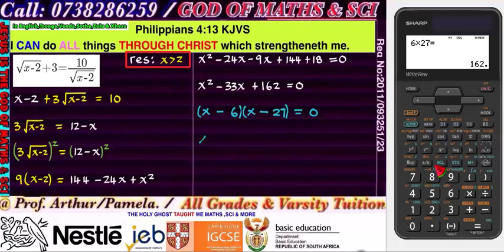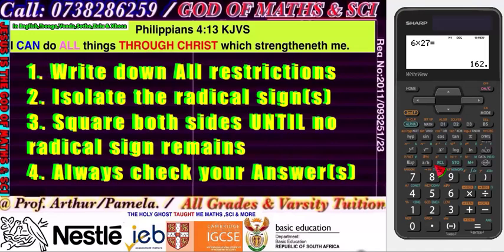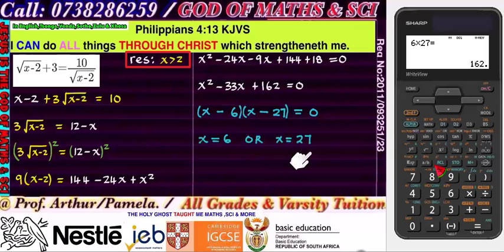All right, so now you are going to have x equals 6, or you would have x equals 27. Now, remember, the next step is to check your answers if they are part of the solution. These are the answers, but that doesn't mean they are the solutions. But I already know my answer must be greater than 2. Well, 6 is, 27 is. So most probably one of them will do.